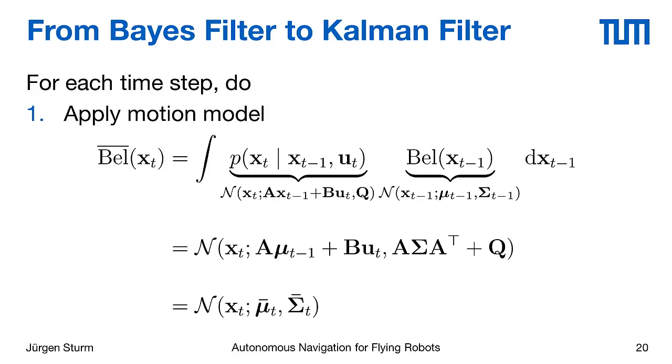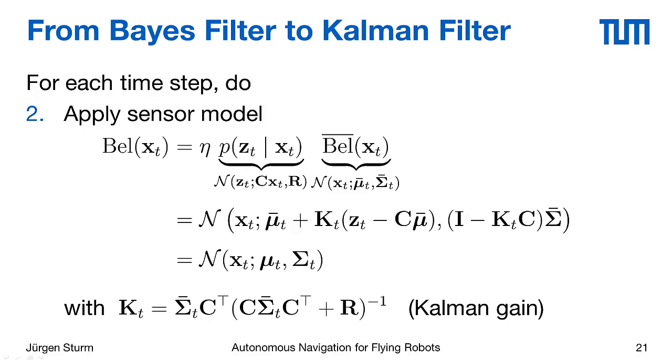And then by multiplying this together, if you write this out, which is actually not too complicated to do, you end up with a normal distribution again, fortunately. This normal distribution has again a new mean and a new covariance that can be computed from the matrices A, B, and Q. And this new belief, bar, as we call it because it's just a temporary belief, is then represented again by a Gaussian with mu bar and sigma bar.